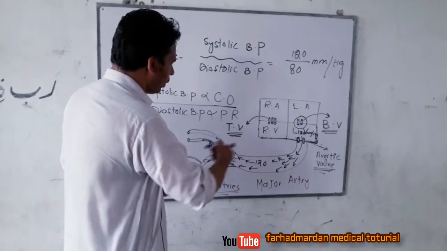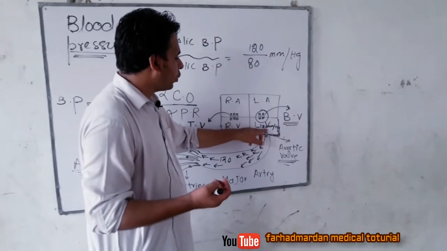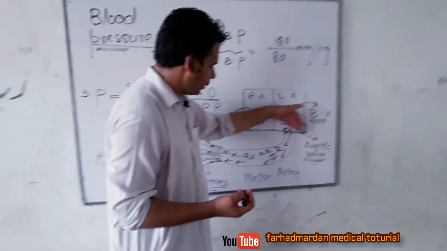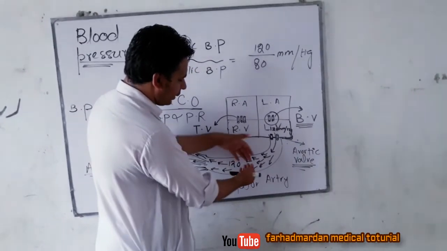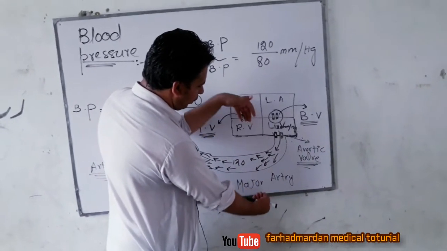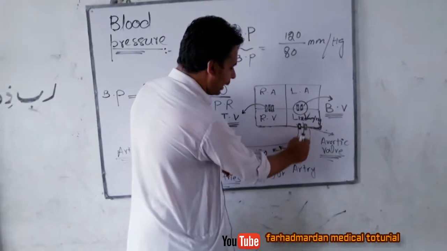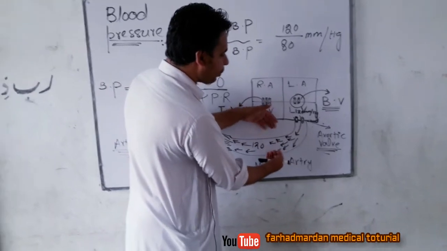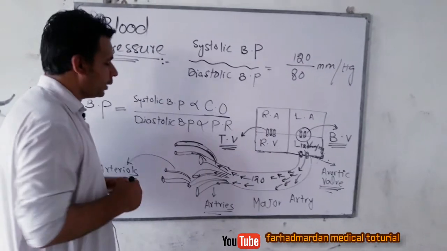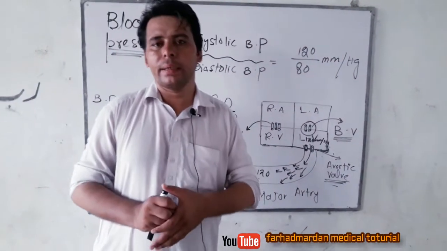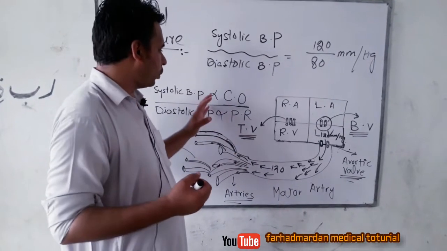Now dear students, come to this point: if the cardiac output pumped into this major artery is more, this blood vessel will stretch more, and if the cardiac output pumped is less, this will stretch but less. Okay, dear students, there are two main ideas or concepts which I would like to clear from this diagram.